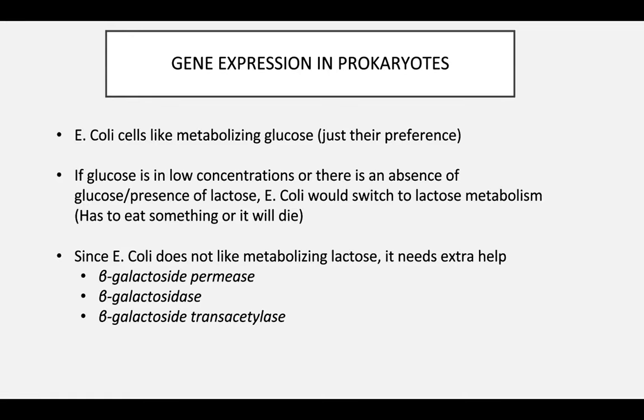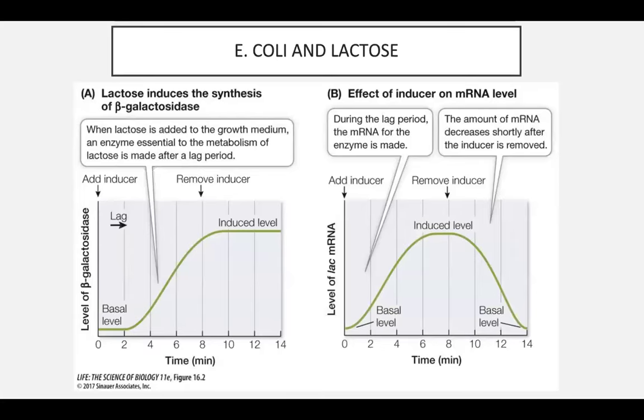So it needs extra help from these 3 enzymes: beta galactoside permease, beta galactosidase, and beta galactoside transacetylase. So permease is a carrier protein that helps move lactose into the cell. It's normally inactive. Beta galactosidase hydrolyzes lactose, and then transacetylase transfers acetyl groups from acetyl-CoA to galactosides to help make it active. So in this case, lactose induces the synthesis of beta galactosidase.